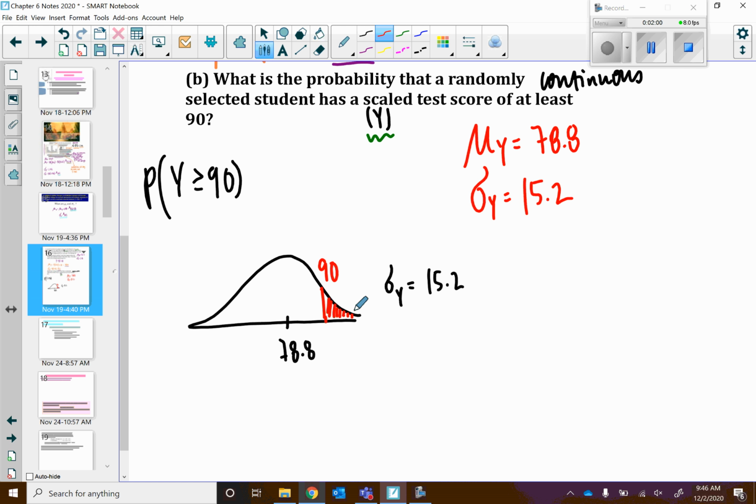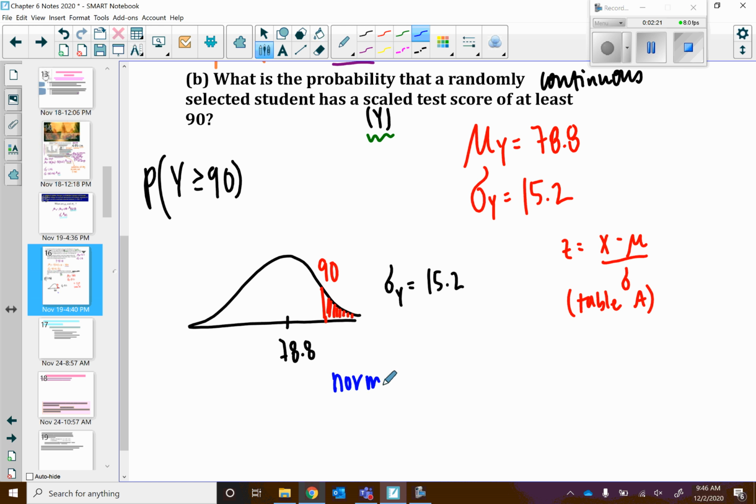Well, how do we do this? We can find a z-score if we want, right? Just to flash back, it's equal to a value minus the mean over the standard deviation, and then we could use table A. But I don't know about you, that's kind of a lot of work, and I don't feel like doing that. So let's go and use our calculators.